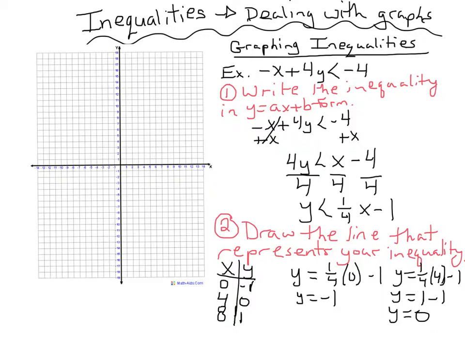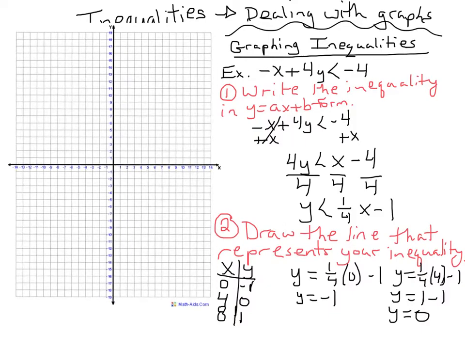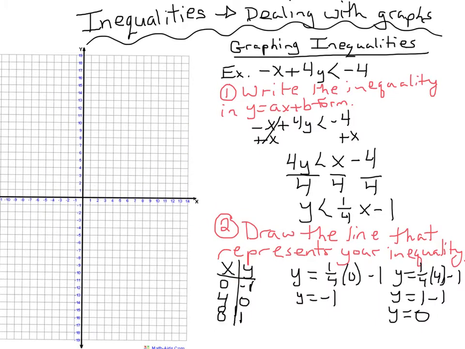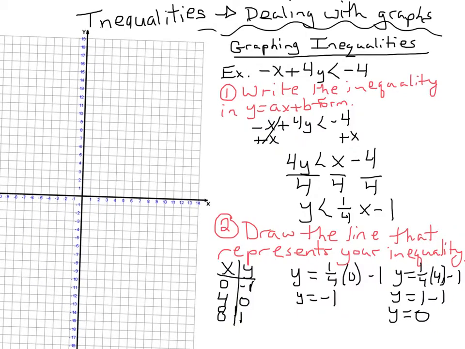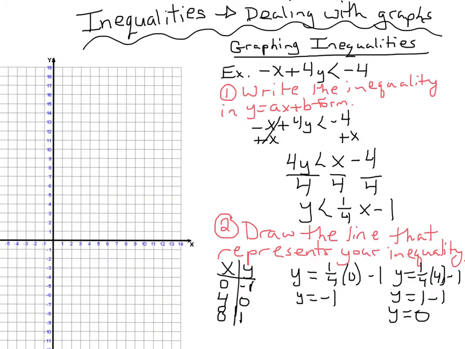So let's see. Make this a little bit bigger. Actually, I can make it quite a bit bigger because I only need part of the graph. So that should give me enough space. So I have the points x equals 0, y equals -1. That is this point right here.